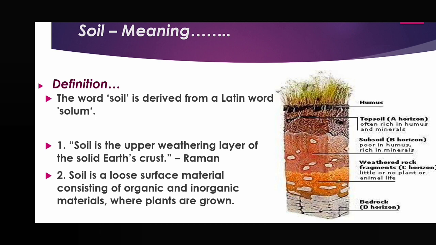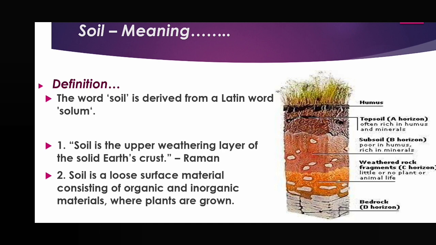Why is it called upper? Because I have already told that soil is the uppermost layer of the earth crust or the land. So this definition is given by whom? Raman. Next, that is the second good definition. Soil is a loose surface material. That also I already told.